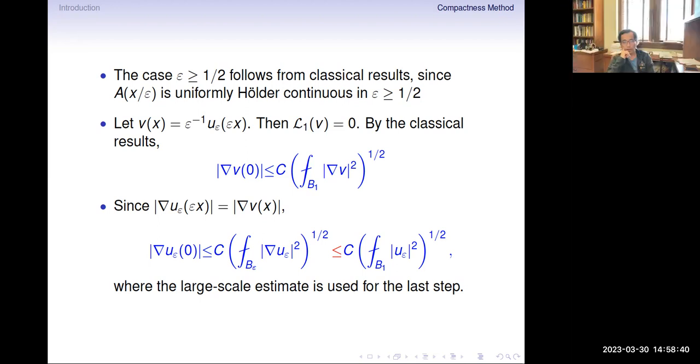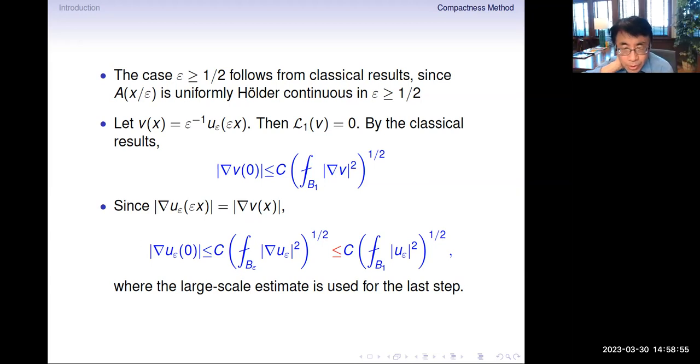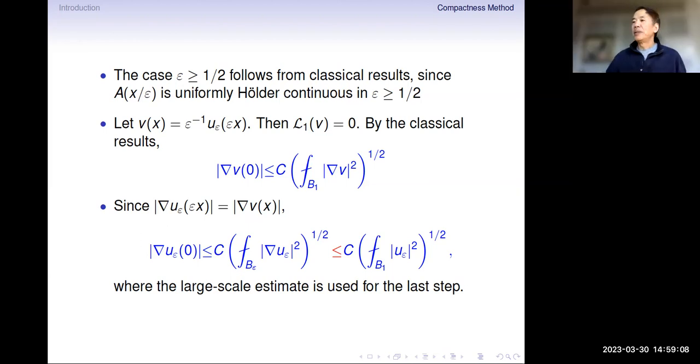So where does the compactness arrive? Is it in the large scale estimates? No, the compactness is used in the proof of the large scale estimate. We haven't used that yet. Also, I want to make sure I understand correctly: the gradients on u and on v are all with respect to x. Yes, yes. Epsilon is fixed.